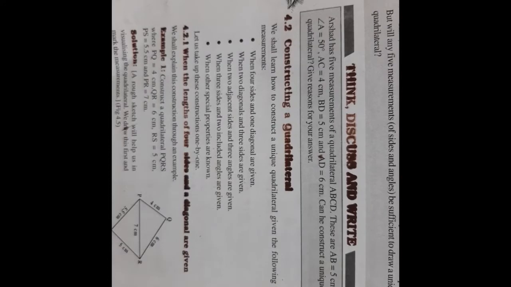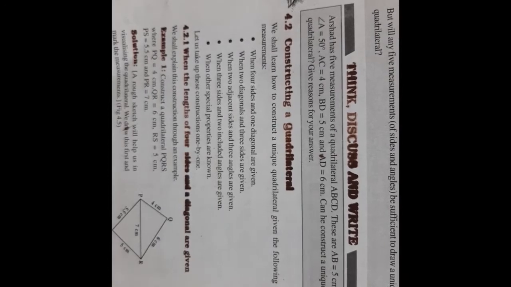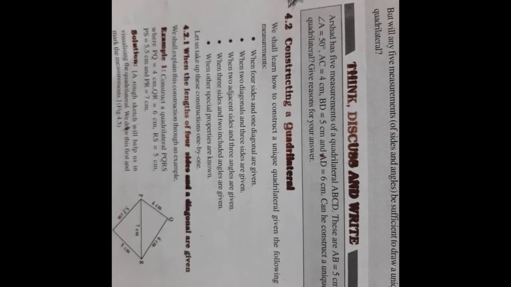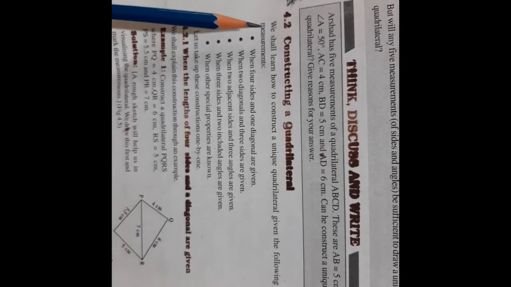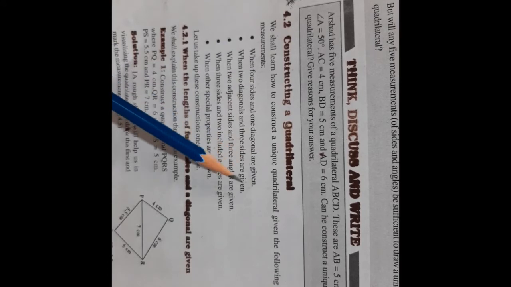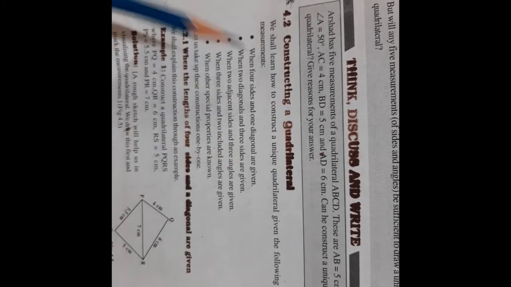What is meant by quadrilateral? A quadrilateral is a simple closed figure with four line segments. A quadrilateral has four vertices, four sides, and as well as two diagonals. Right. Constructing a quadrilateral. What are the conditions to draw or to construct a quadrilateral? Let us discuss. We shall learn how to construct a unique quadrilateral given the following measurements.